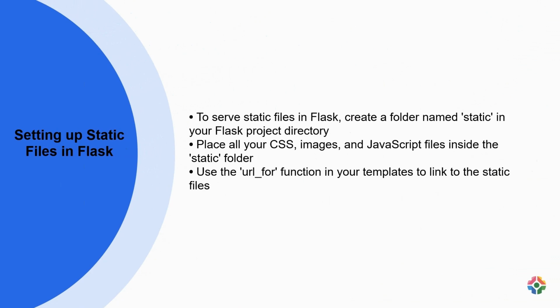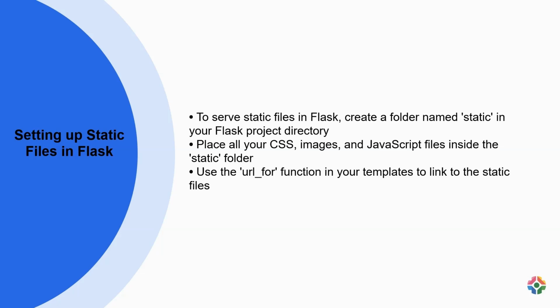When working with Flask to serve static files, begin by establishing a directory named static within your Flask project. Inside this static directory, store your CSS, images, and JavaScript files. To link to these static resources within your templates, utilize the url_for function. This function enables you to reference the static files seamlessly in your Flask application.